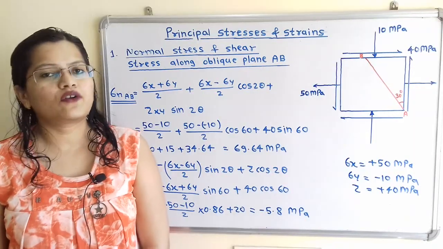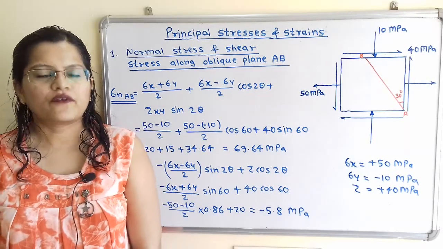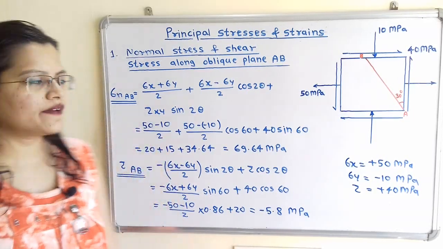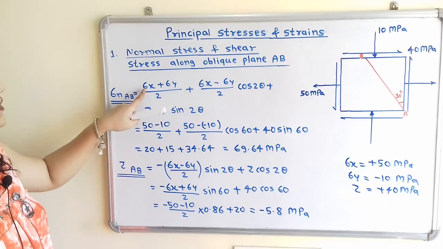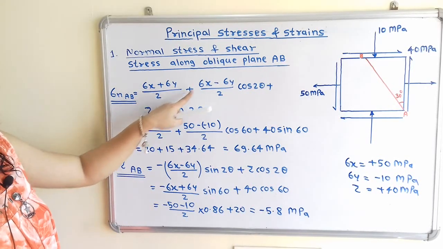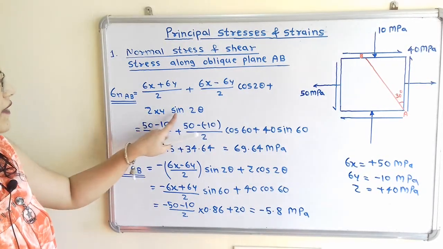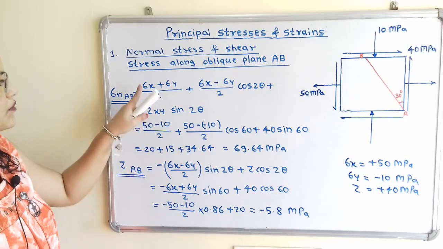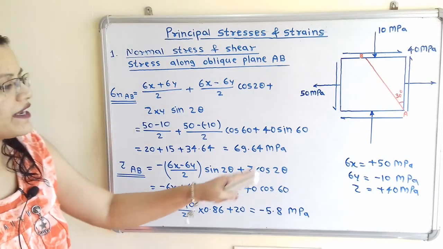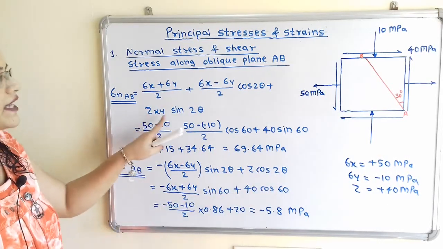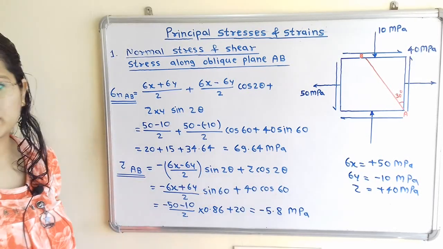We will calculate normal stress and shear stress along the oblique plane AB. For normal stress along AB, we will use sigma N AB is equal to, the formula is (sigma x plus sigma y) by 2 plus (sigma x minus sigma y) by 2 cos of 2 theta plus tau xy sin of 2 theta. Now sigma x is mentioned in the question, that is plus 50 megapascal, sigma y is minus 10 megapascal, tau xy, that is the shear stress given in the diagram, is plus 40 megapascal.